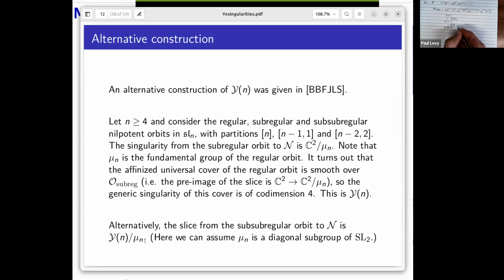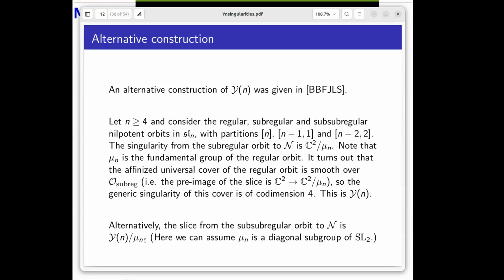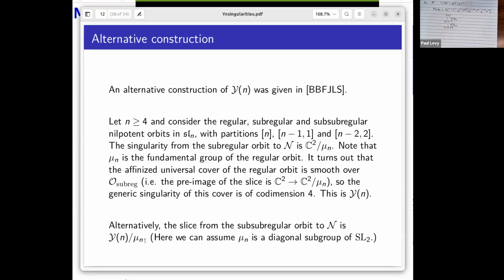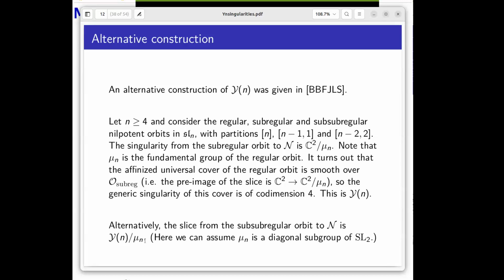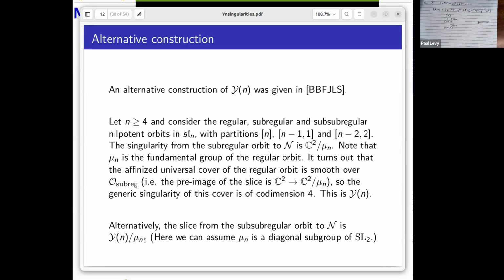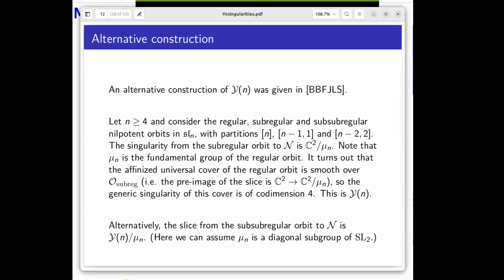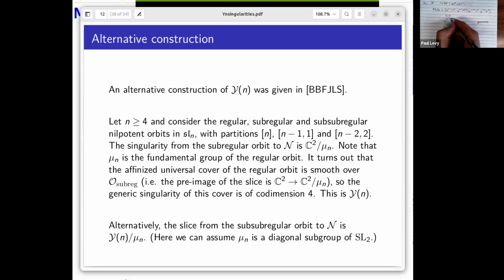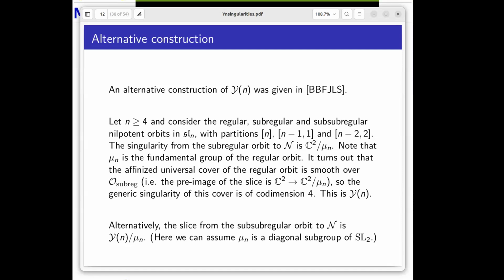C^2 over mu_{n-2}. A_{n-1} and A_{n-3}. Sorry, minus 2. We have a hard time reading your paper; it's just so small on our screen. If you could tell us what's written there, pin it and unpin it. So this is C^2 over mu_n, and this is C^2 over mu_{n-2}. Right. Okay, so it goes down by 2.